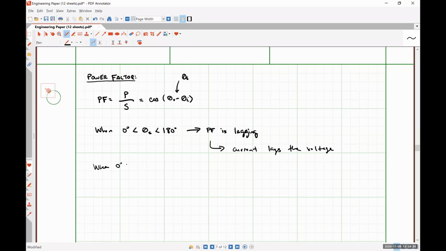When 0 degrees is greater than theta S is greater than negative 180 degrees, our power factor is leading, which means that the current leads the voltage.